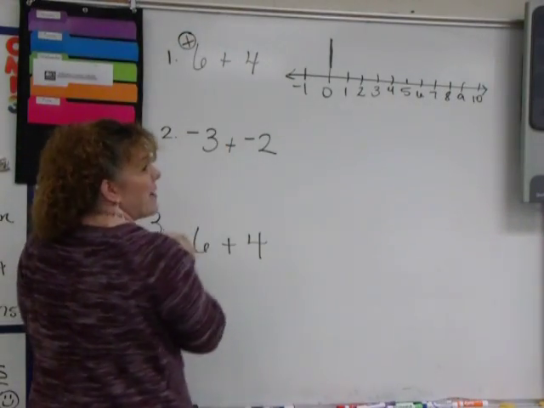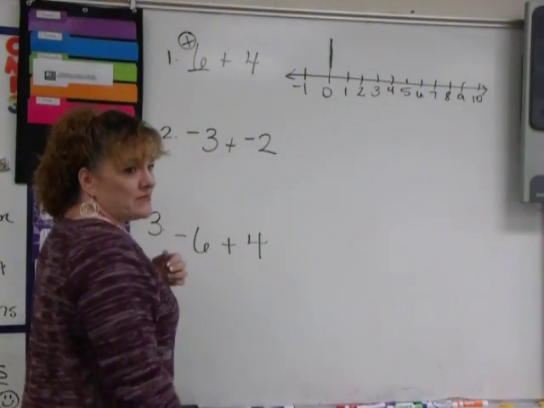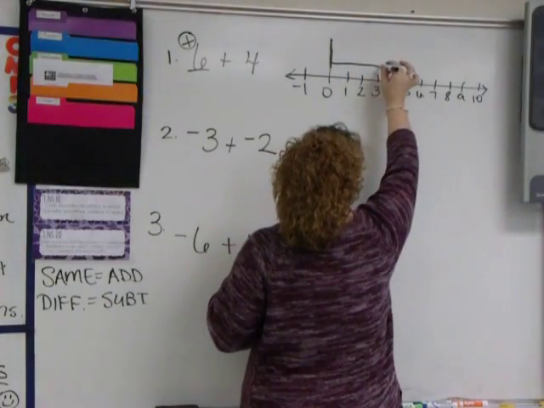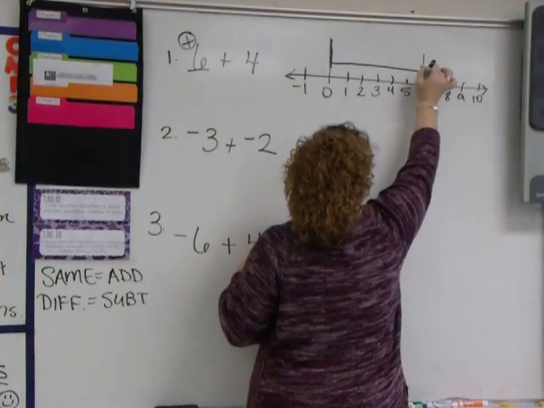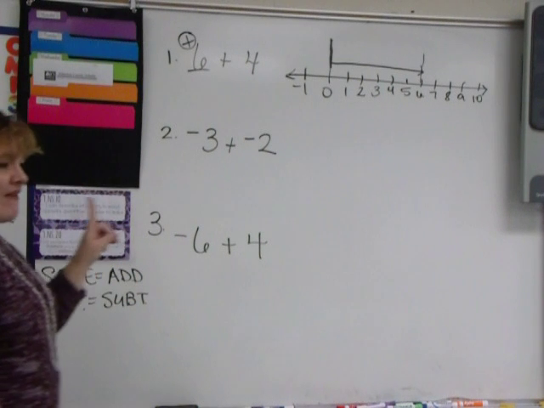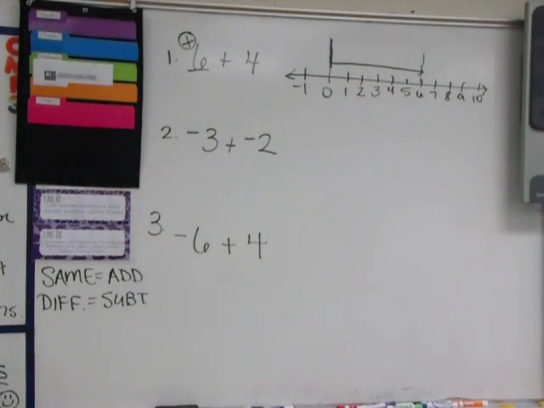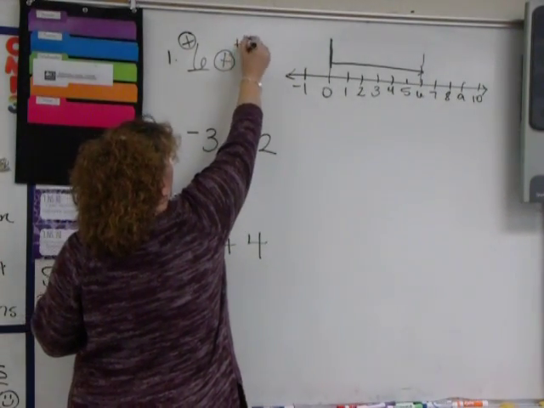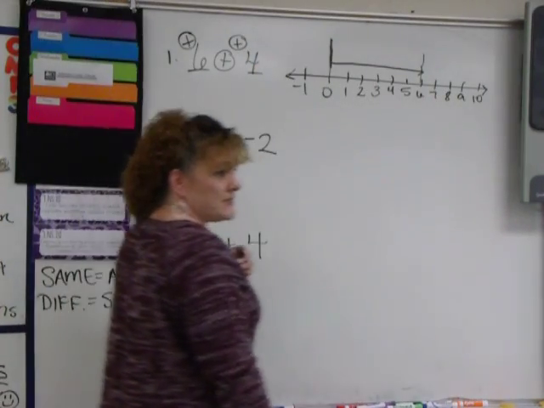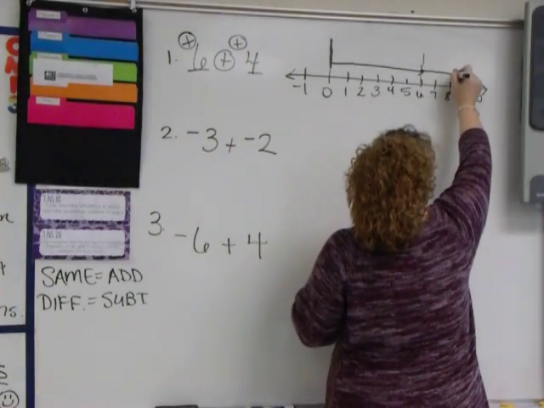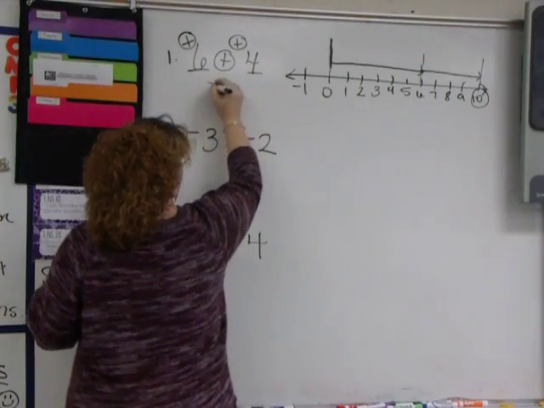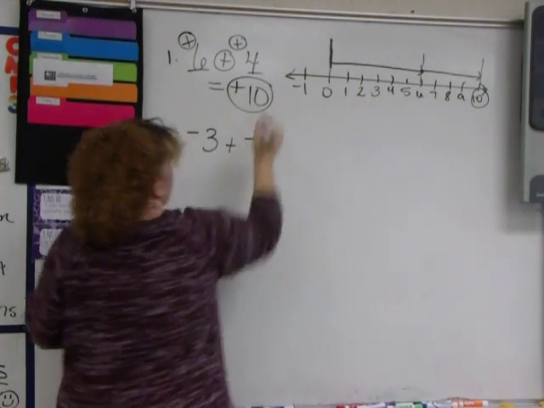Because it's positive, I'm moving to the right 6 times. So I start at 0 and I move to the right 1, 2, 3, 4, 5, 6. That's where I have stopped after my first move. And it says then I move to the right again 4 more times. 1, 2, 3, 4. I end up here at positive 10. That's why the answer here is positive 10.